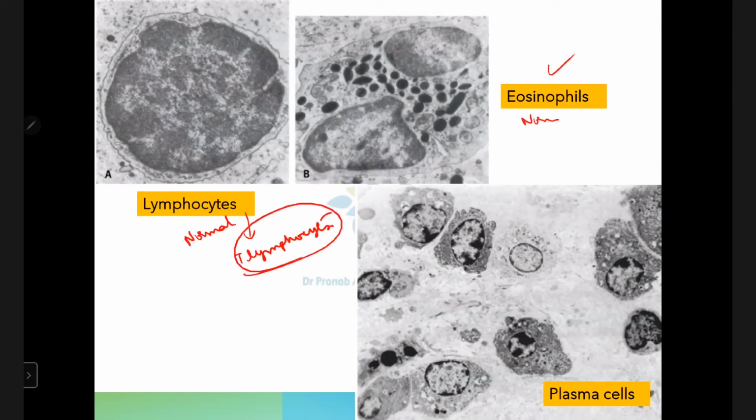Here again we have the plasma cells. Plasma cells are also seen during the inflammation of the pulp. If you see the plasma cell under the light microscope, the nucleus appears very small.